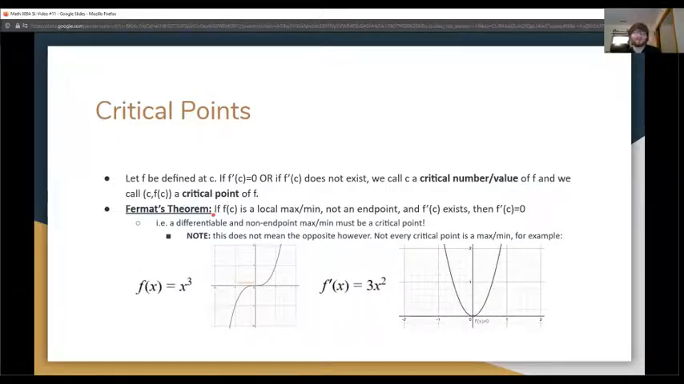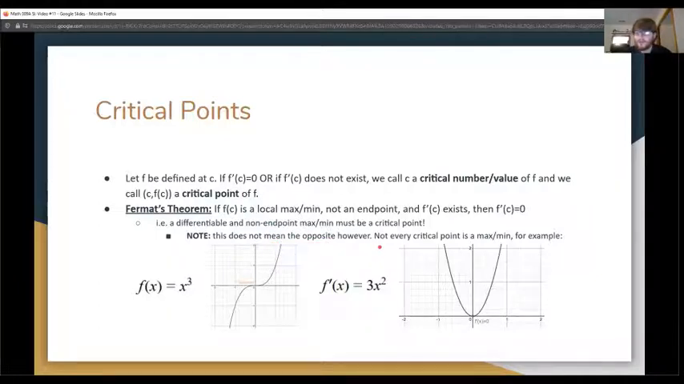If f of c is a local min or a local max, not an endpoint, and f prime of c exists, then f prime of c must be equal to 0. In other words, this is basically saying a differentiable and non-endpoint max or min must be a critical point. So this gives us a way of finding maxes and mins without actually knowing what the graph looks like. But do note that this does not mean the opposite.